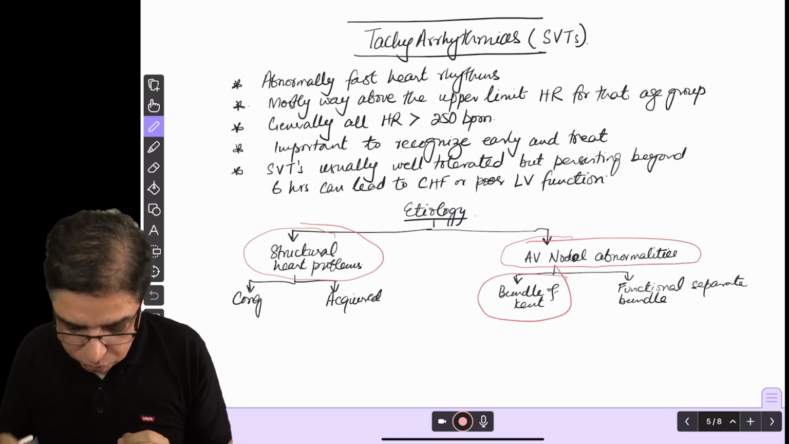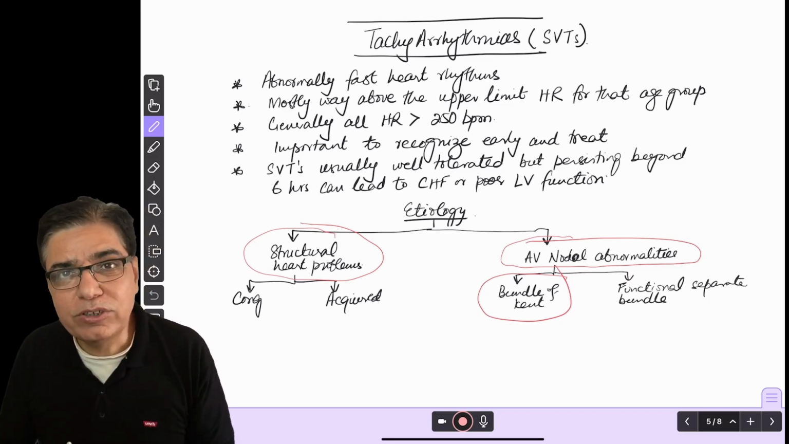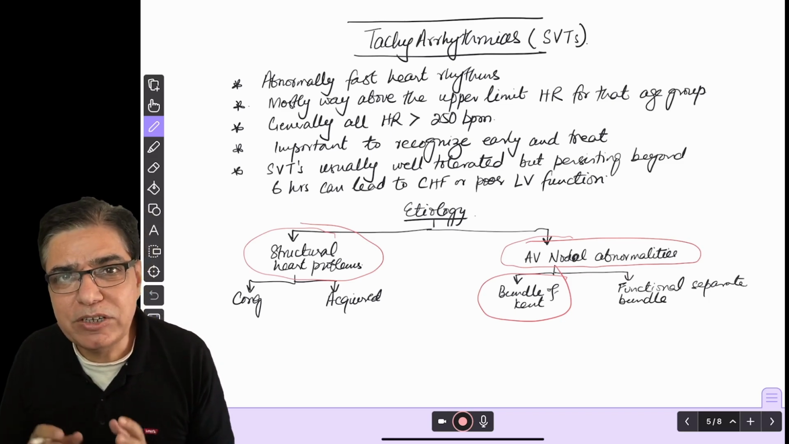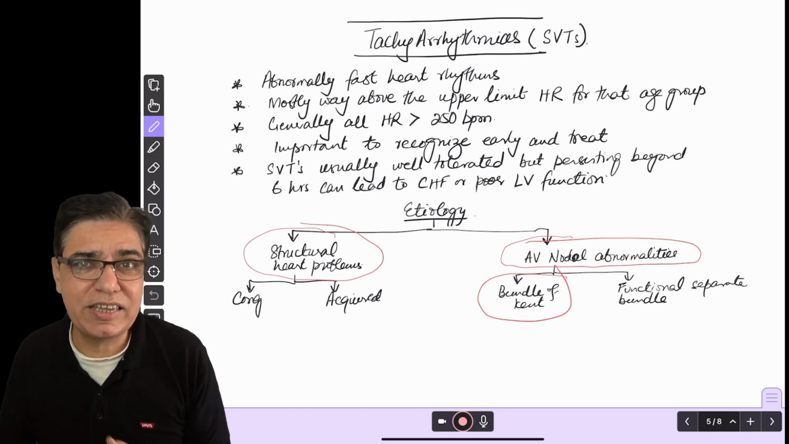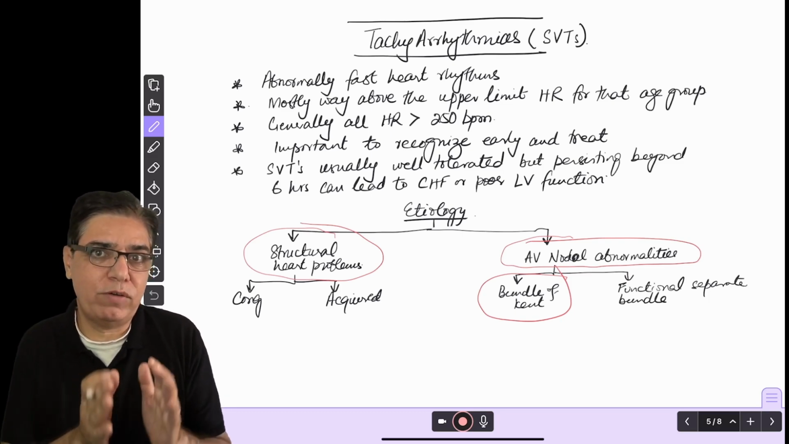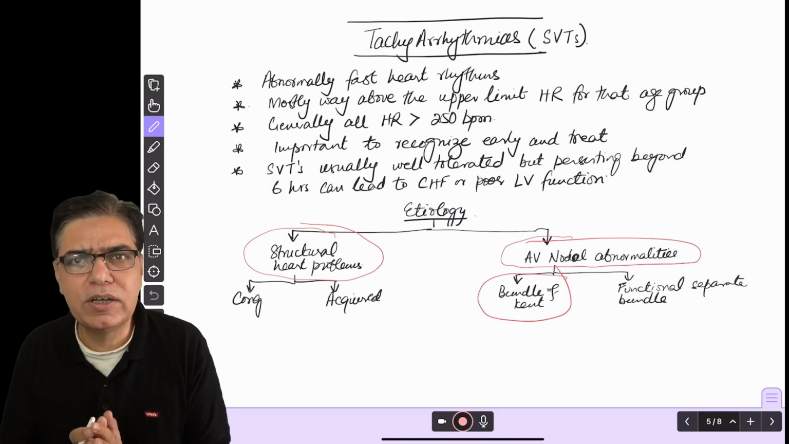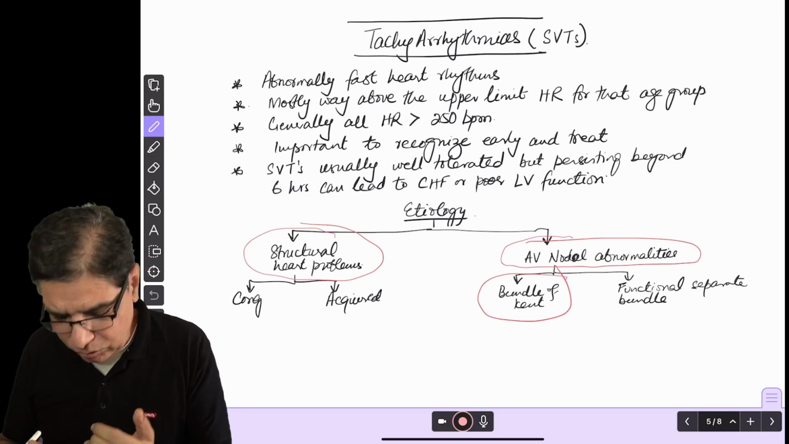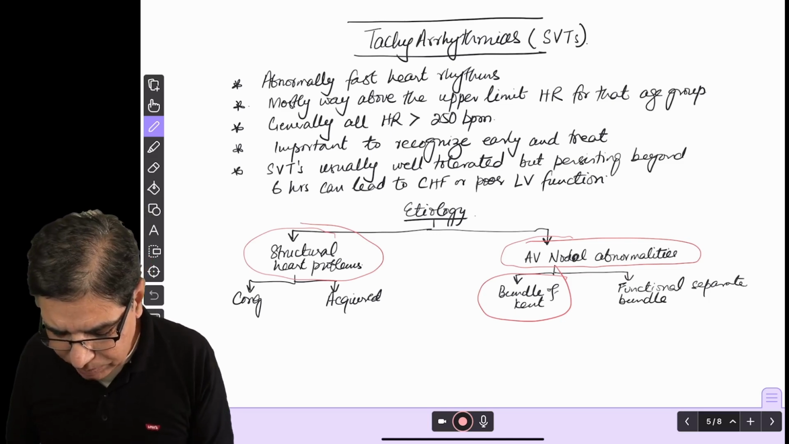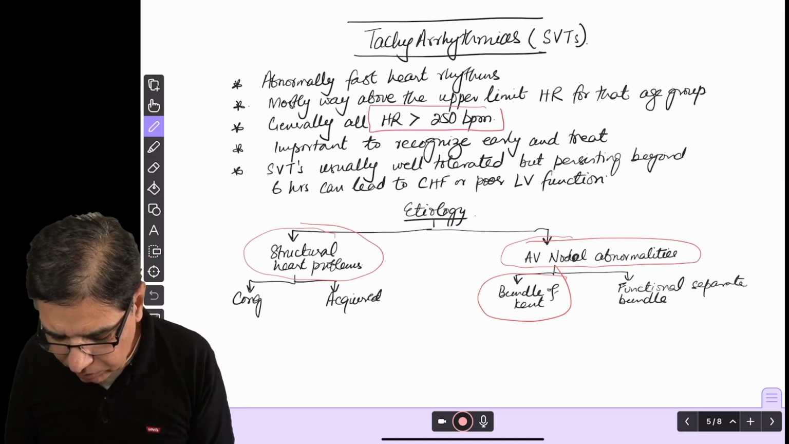But as a general rule, a heart rate above 250 beats per minute, irrespective of the age of the child, is considered as tachyarrhythmia. So first of all, you have to look at the age group of the child. But if you don't remember it off the top of your head, any rhythm with a 250 heartbeat and above would be classified as tachyarrhythmia.